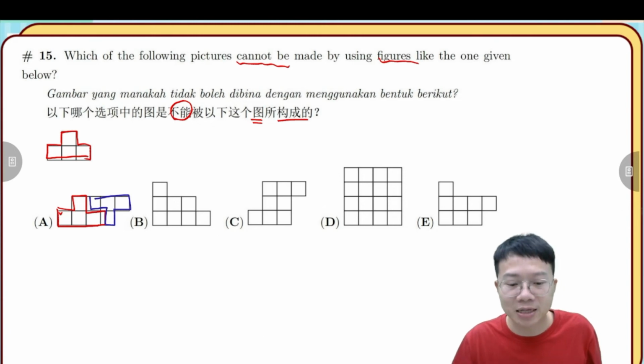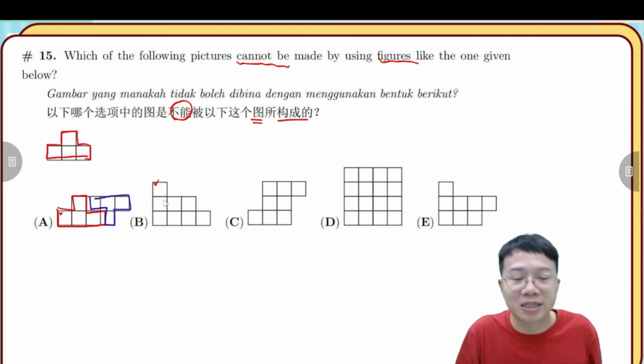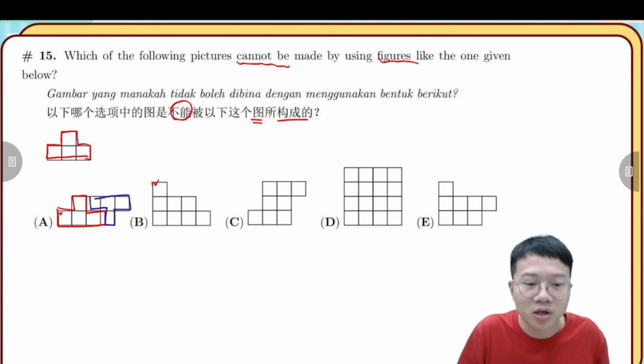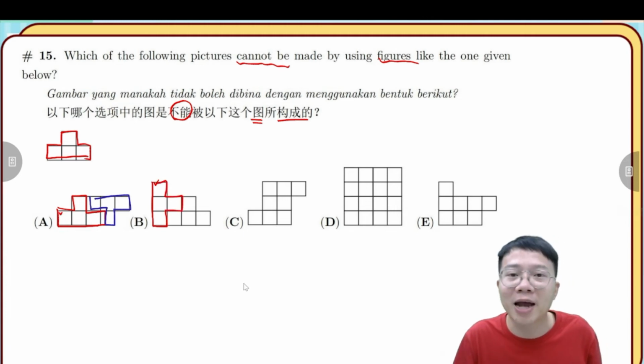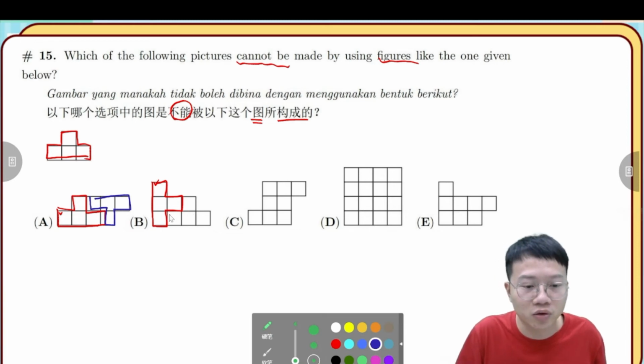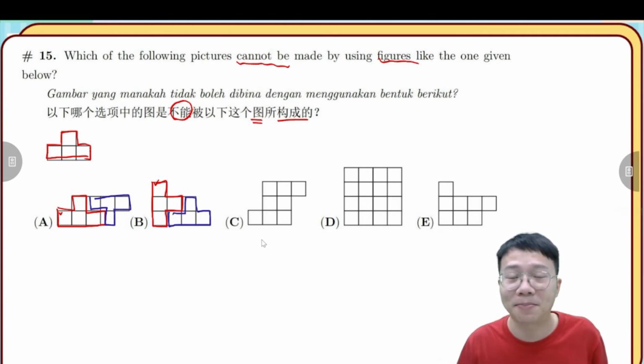What about B? Let's do it here again. So here we have this little cube sticking out. 先把突出的特殊的那个我们先找出来。So here we have the first one. Okay, the first one, right? And what about the other one? Yes, exactly. 第二个就是在旁边。Yes, right here. Yeah, so we can also make this one, right?